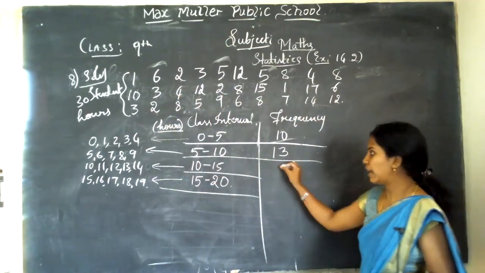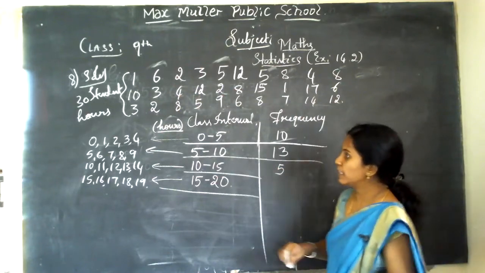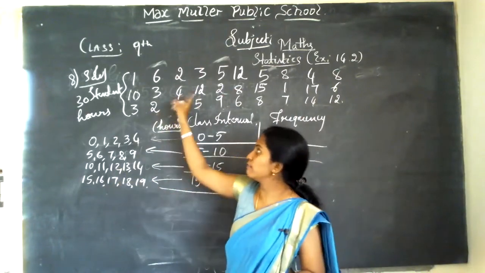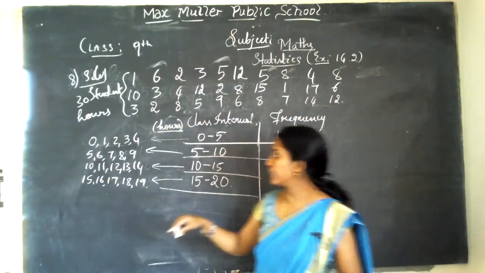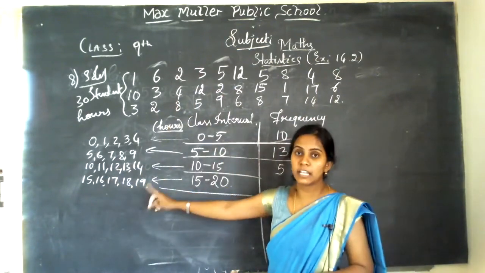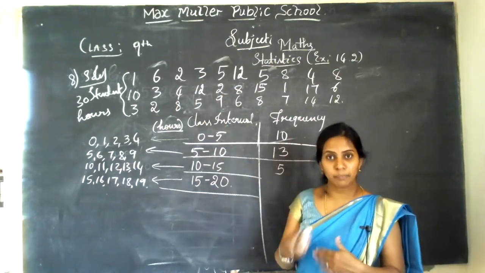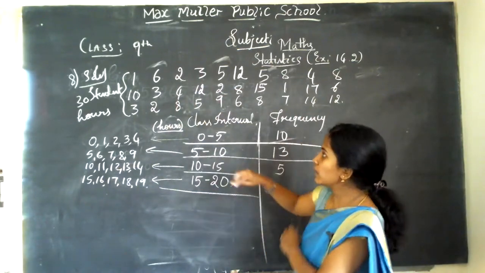You have 5, isn't it? So you will get 10, 11, 12, 13, 14 when you search it here. Similarly, the last one, 15, 16, 17, 18, 19. So search for this number in the given data. If it is repeated, count it. You have to include it in the frequency.